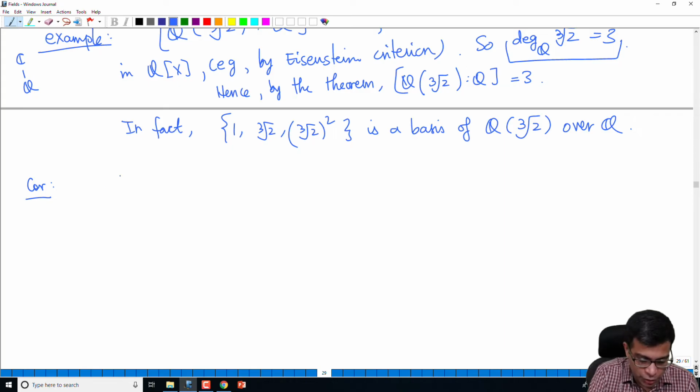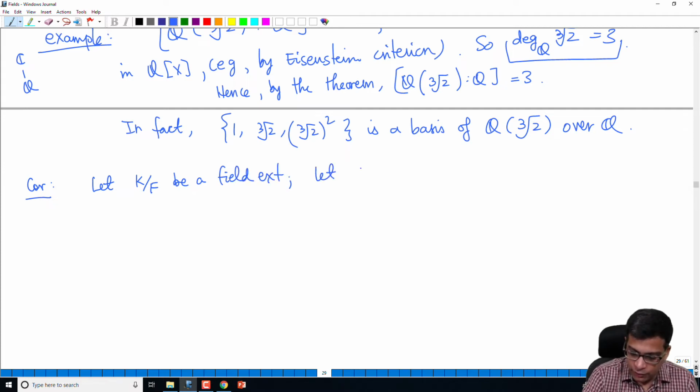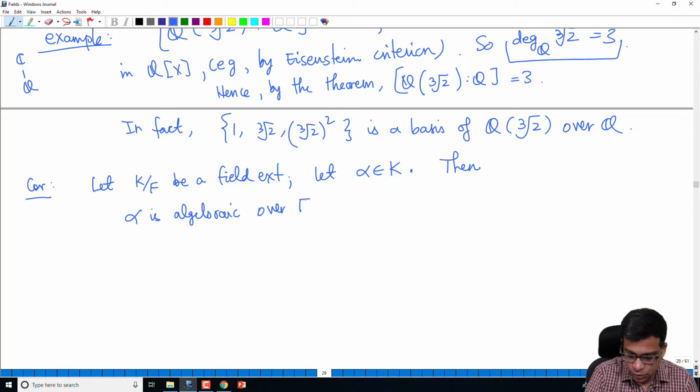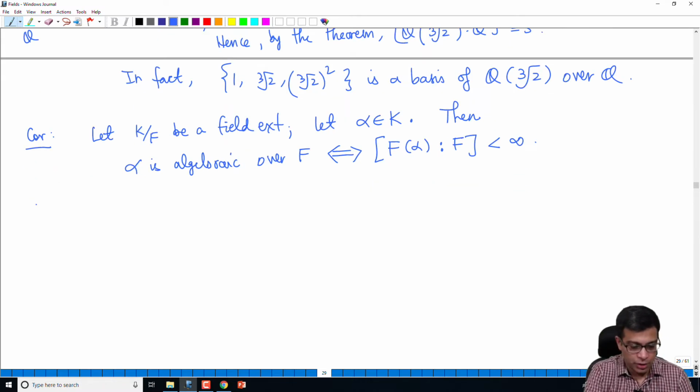What I will show is: let K be a field extension over F, and let alpha be in K. Then alpha is algebraic over F if and only if the field extension F(alpha) over F has finite degree. Okay, so I'm going to prove this.